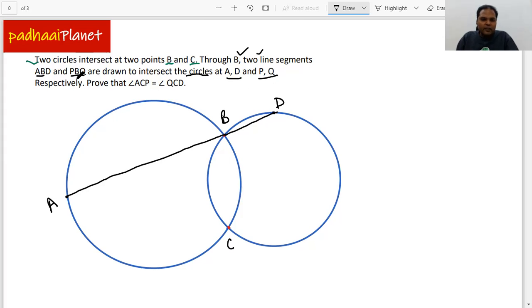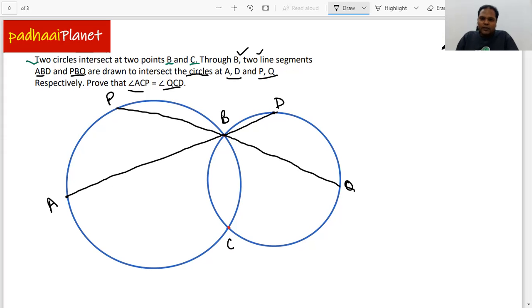Similarly, we have another line segment that is PBQ. So I am just drawing that also. Suppose this is PBQ. Now that is another line segment. Now what they're saying is that we need to prove that angle ACP is equal to angle QCD. These both angles are equal to each other.